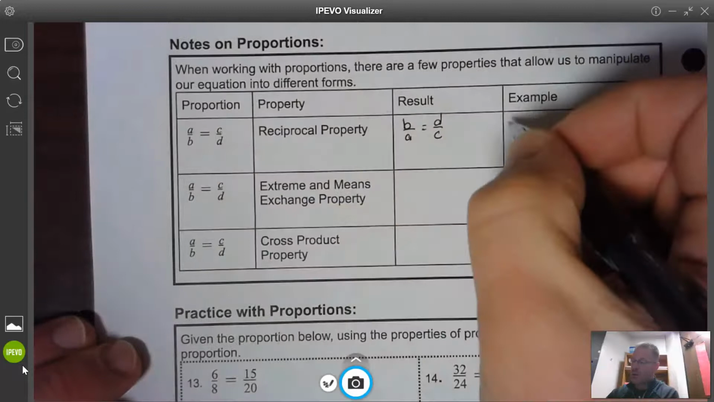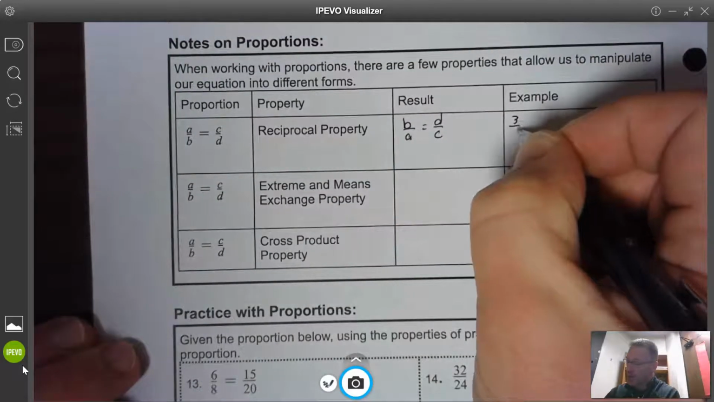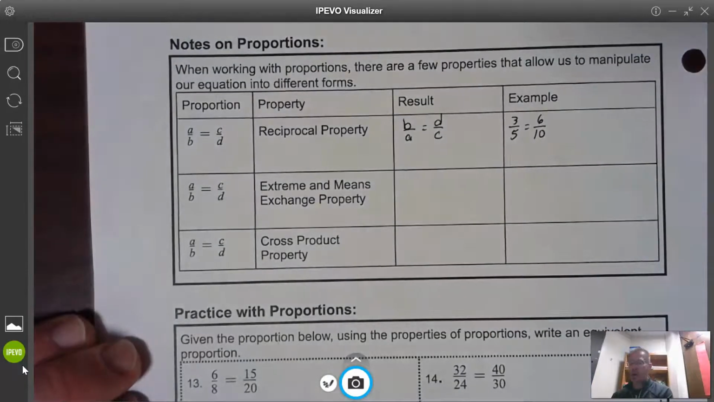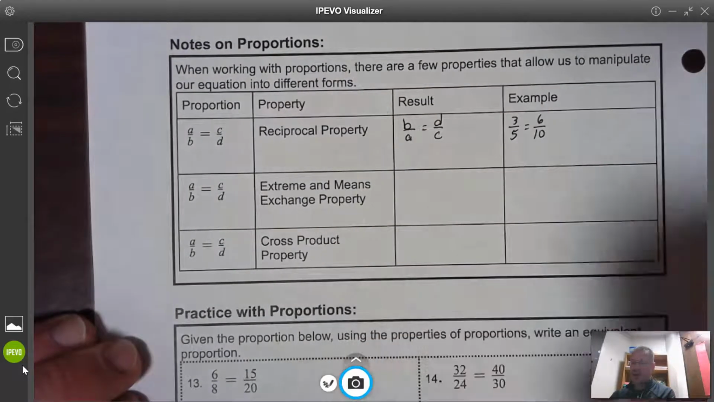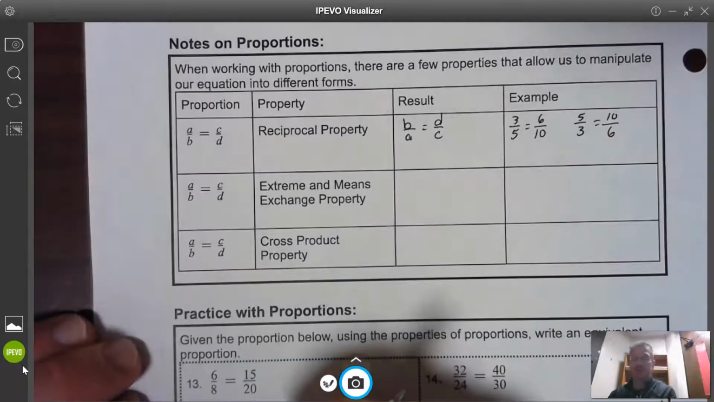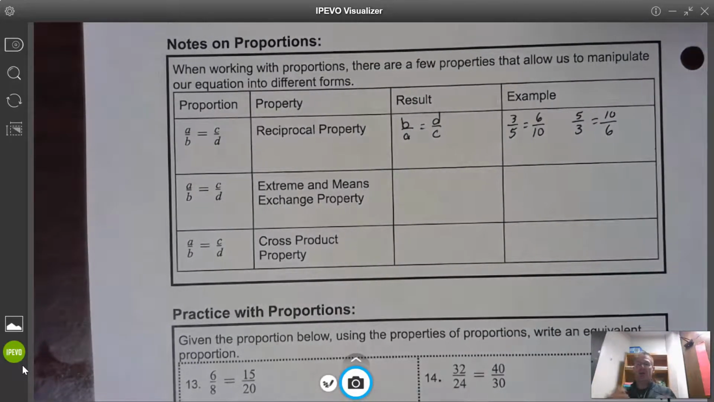I'm going to go back to the example from earlier. Let's say we have 3/5 equals 6/10, so 3 to 5 equals 6 to 10. That means the same thing as 5 to 3 equals 10 to 6. That's the reciprocal property, and it's basically saying it doesn't matter which one we compare first.